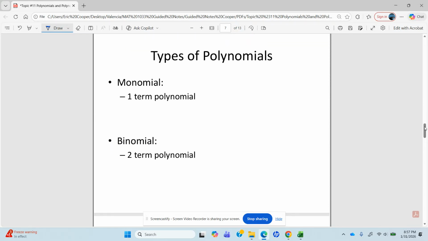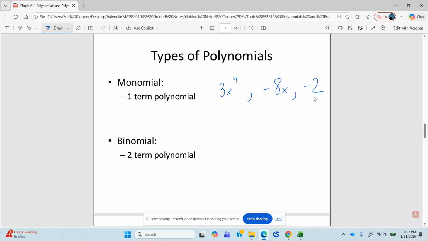Now let's classify some special types of polynomials. If I give you the term monomial, I'm simply talking about a one-term polynomial. So for example, 3x to the 4th would be a monomial, or something like negative 8x would be a monomial, and even a constant. If I gave you negative 2, those would all be monomials.